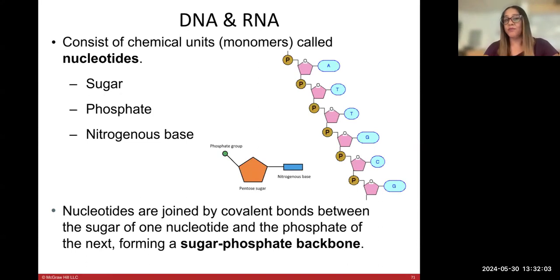DNA and RNA consist of chemical units or monomers called nucleotides. Each nucleotide is made of a sugar, a phosphate, and a nitrogenous base, which is just a molecule made of nitrogen. Nucleotides are joined by covalent bonds between the sugar of one nucleotide and the phosphate of the next. That forms the sugar phosphate backbone. You can see in the picture, you have all the little P's. The little P's are connected to the pink pentagons, P, pentagon, every other. They're covalently bonded. That is the backbone of nucleic acids.